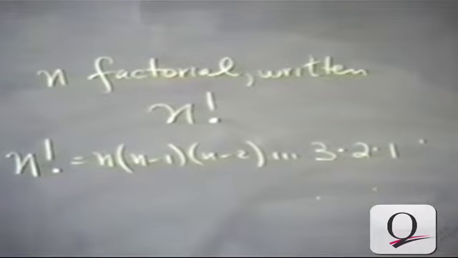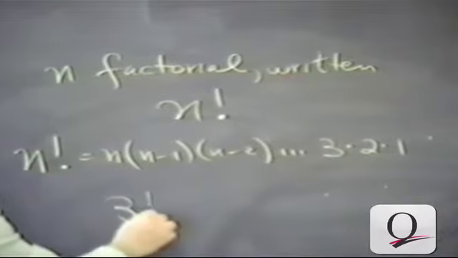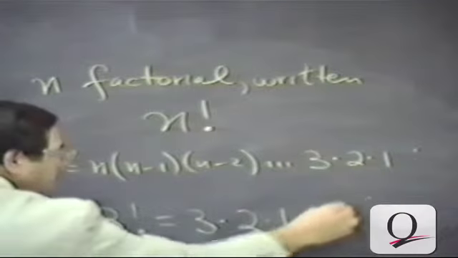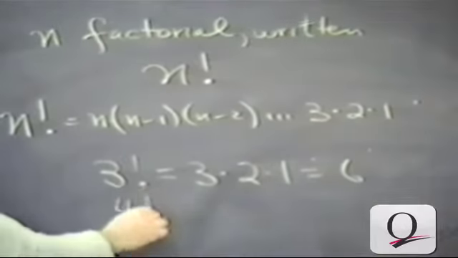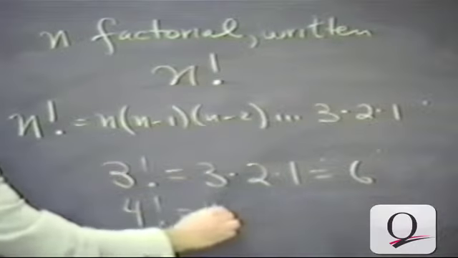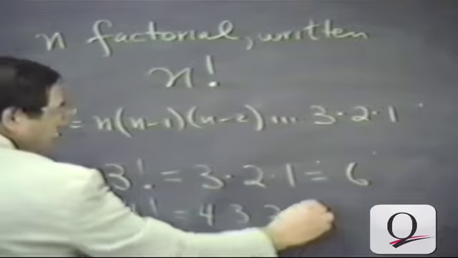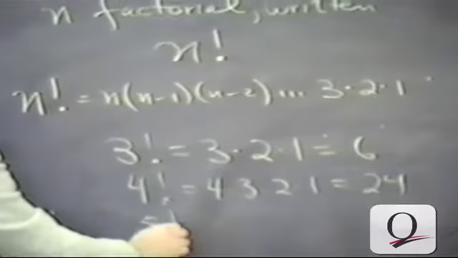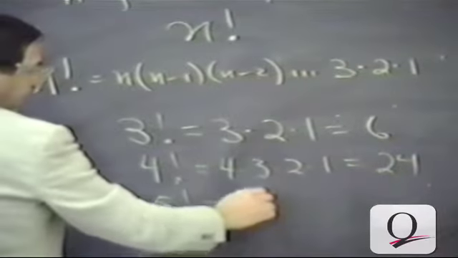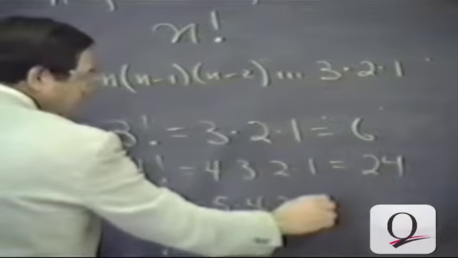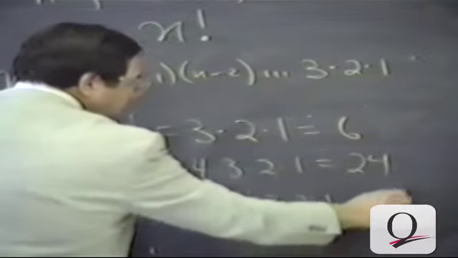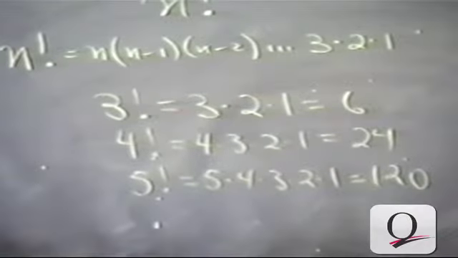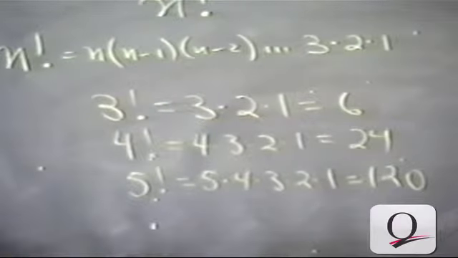So from the examples we had before, we've seen that 3 factorial is 6, 4 factorial is 24, 5 factorial is 120. And these numbers get large very quickly.